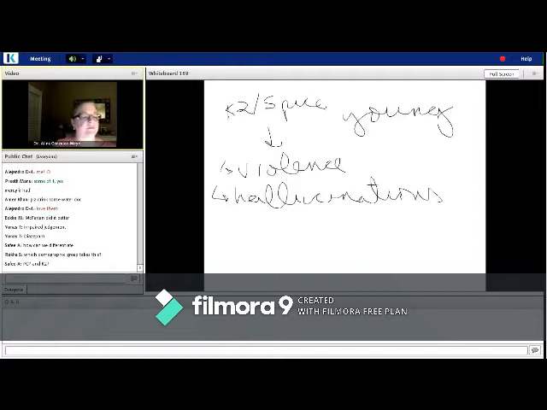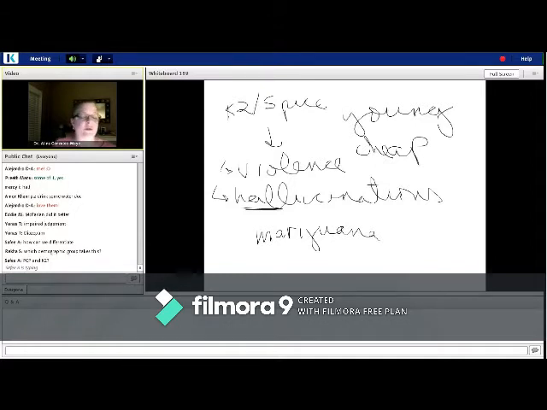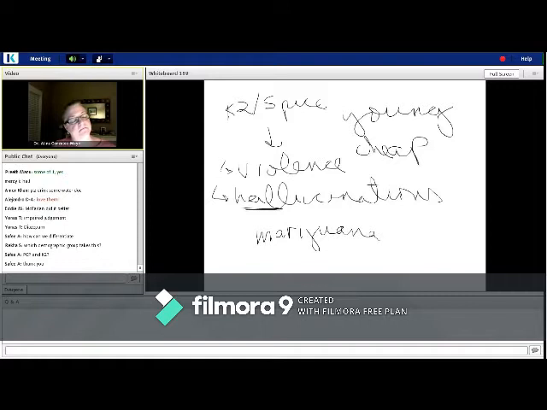Young. This is cheap, so it's easier. K2 is a synthetic marijuana, not PCP. I mean, it's similar to PCP in the violence, but it's mostly the hallucinations. So it's usually young individuals that use this. Okay?